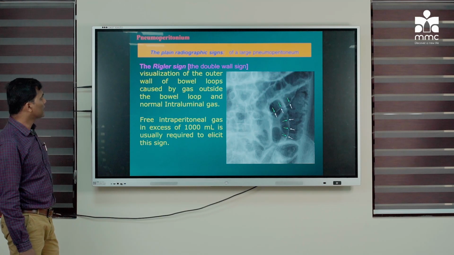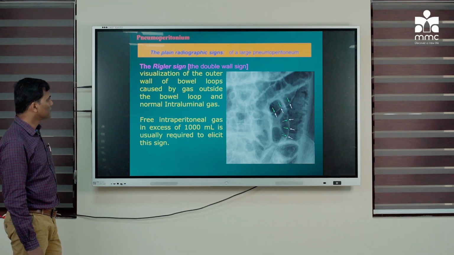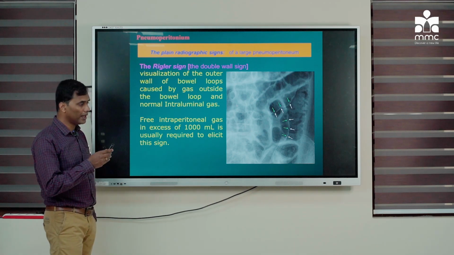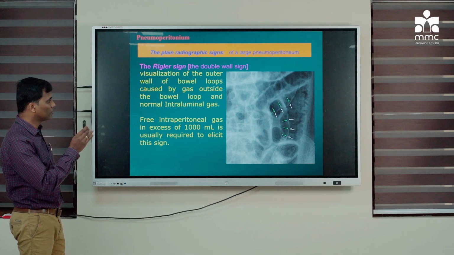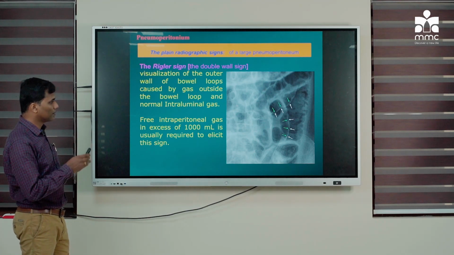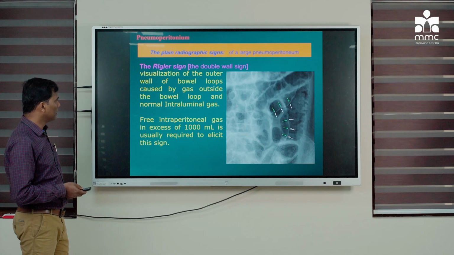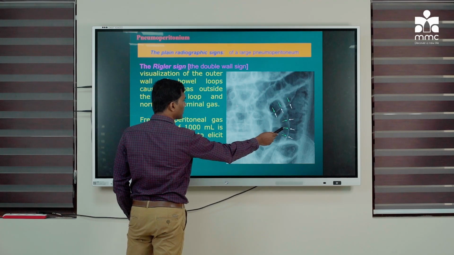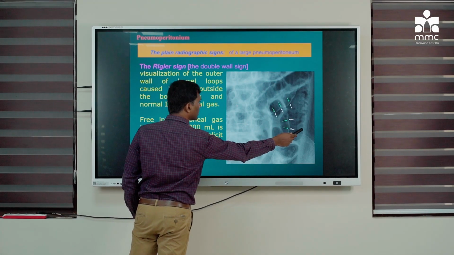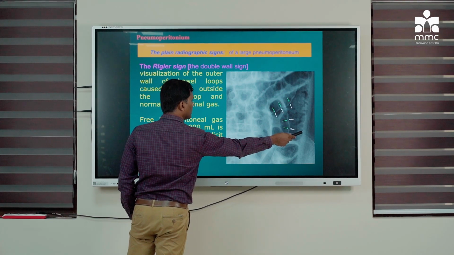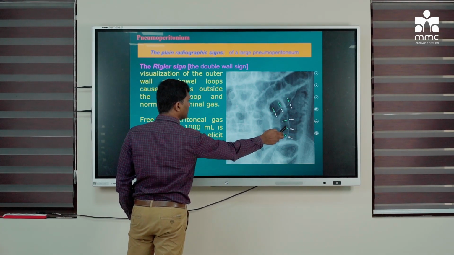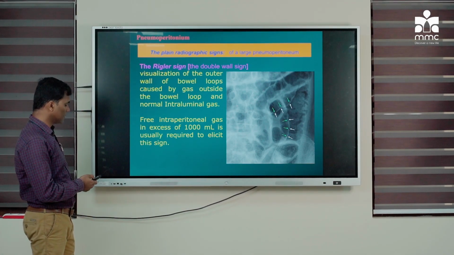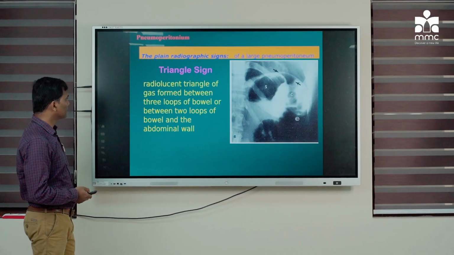The other important sign is the Rigler sign or the double wall sign. Normally the bowel wall will be outlined by the luminal air from the inside of the bowel, but the outside will not be lined by air. It may be fat or other soft tissues. But in this case you can see this is the inner aspect of the bowel which is outlined by air, and the outer aspect. Usually you will not see the outer aspect, like in this case, this is a descending colon, the outer aspect cannot be seen, but here it is outlined by the peritoneal air. It is called Rigler sign. It needs a significant amount of free air in the peritoneum.